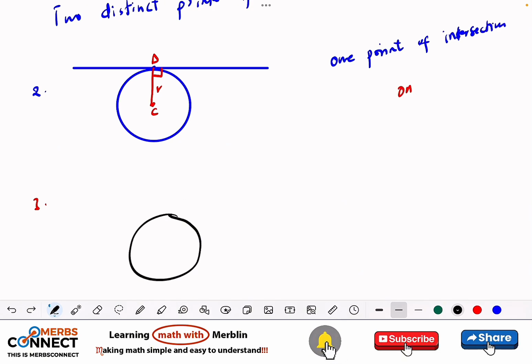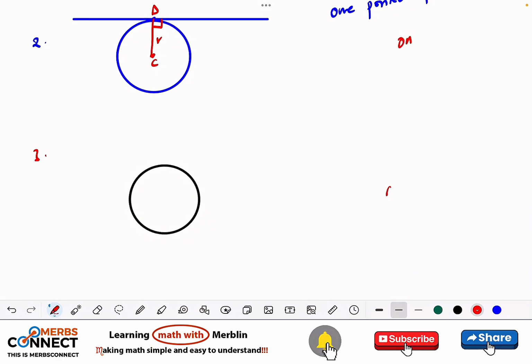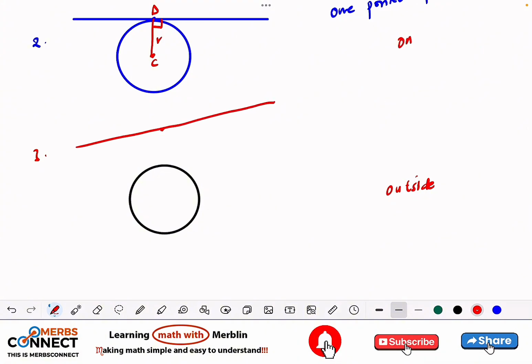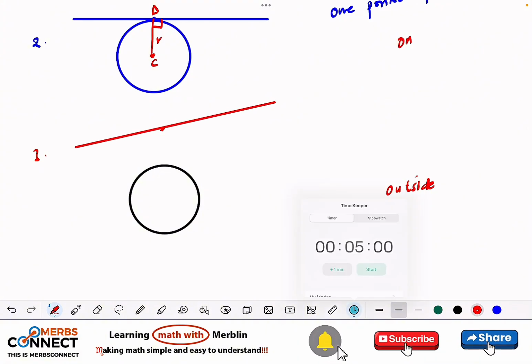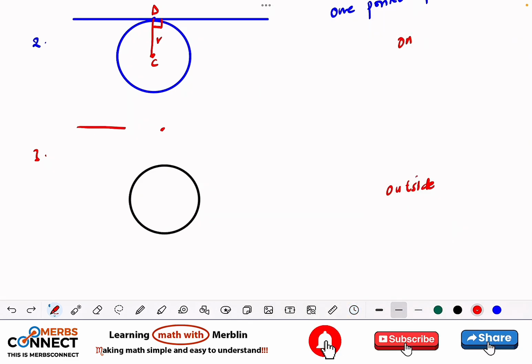So no point of intersection will be for who? Which one? It will be for outside the circle. So when the point is outside the circle, we don't have a point of intersection. You will see that, let me just draw this one very well. So I'm going to have something like this.